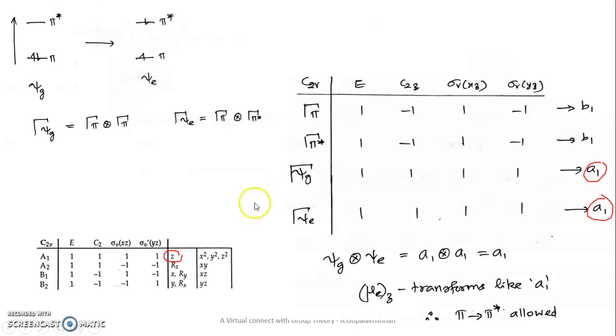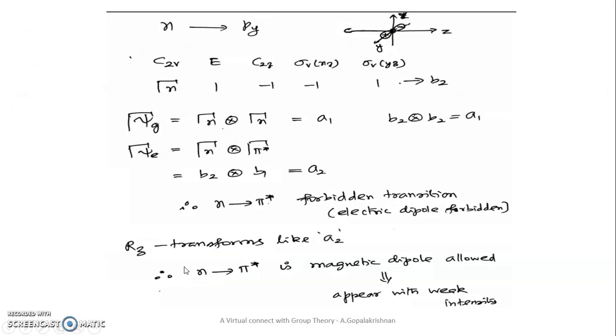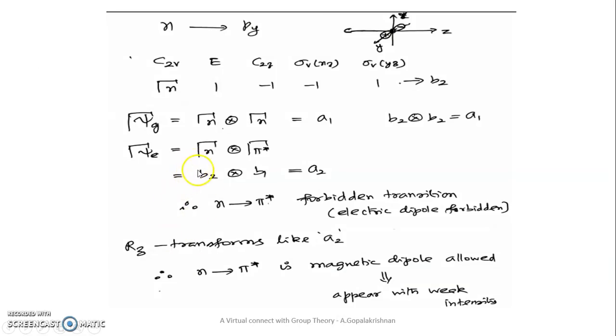Now see the character table along A2. In the third column we don't have x or y or z. Are you able to understand? x, y, z are absent here. That means this transition, the n to pi star transition, is a forbidden transition. Listen, we are analyzing the electric dipole transition, right? So it is electric dipole forbidden.